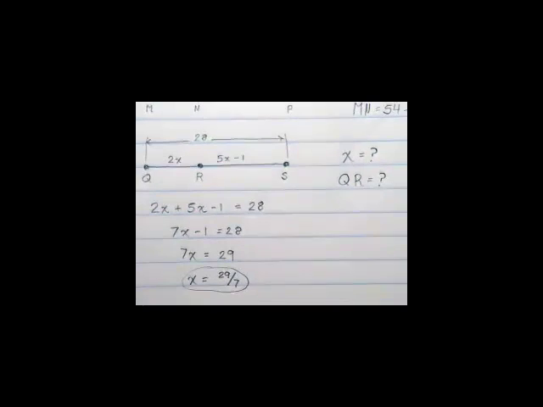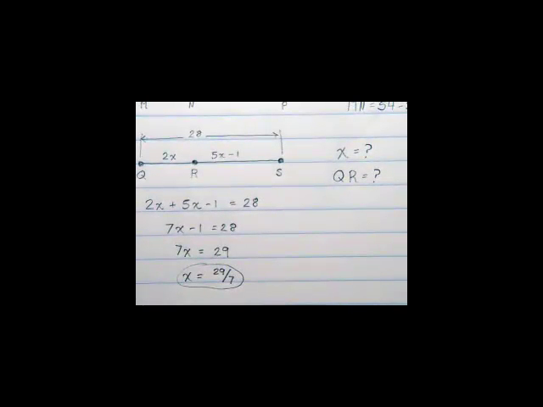All right, so we answered one part. X is 29/7. And then I also want to know what's the length of QR. So how might I find QR then? Yeah, go ahead. Right. So QR is equal to 2x, so it's equal to 2 times 29 sevenths. Who's real good with fractions? What's 2 times 29 sevenths?